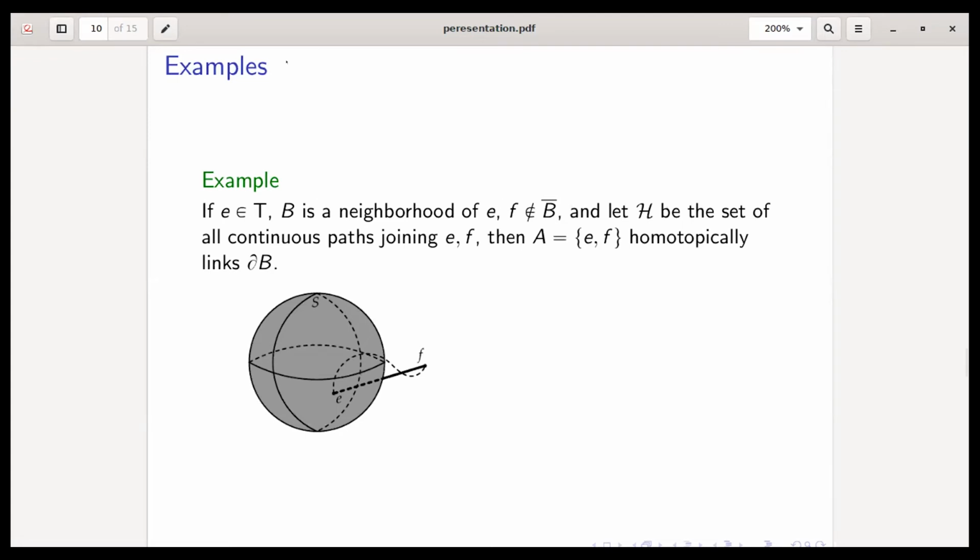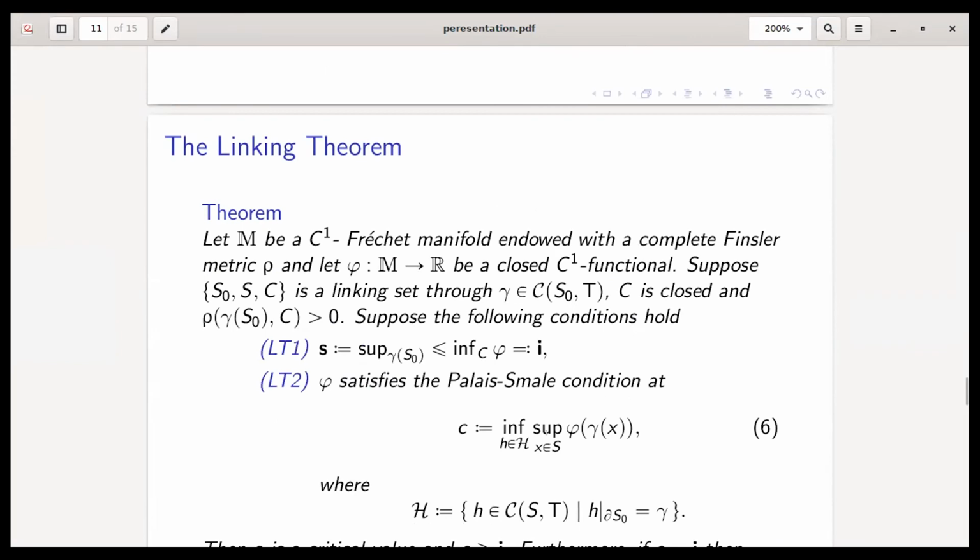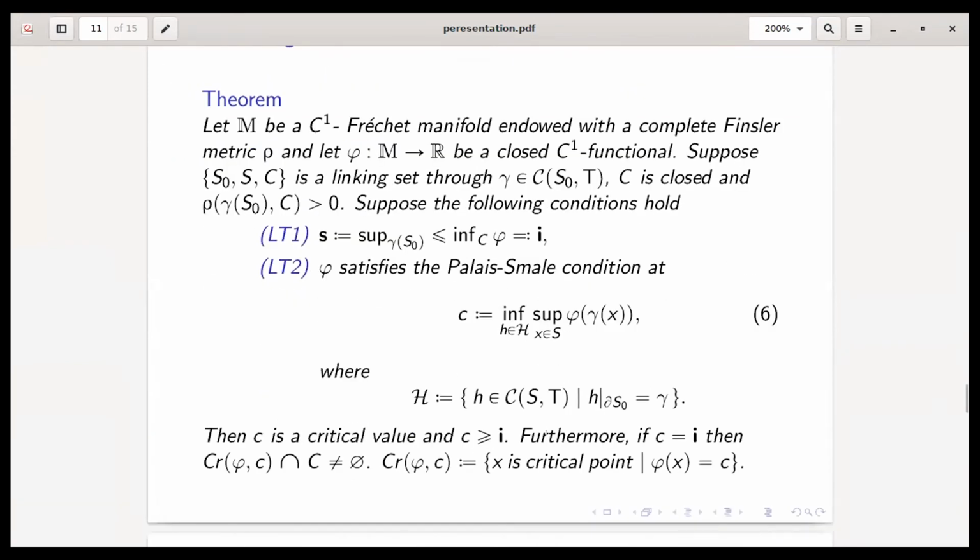I will now explain the main theorem. The main theorem is that if we have a Frechet manifold with a complete Finsler metric, and we have a closed functional, and suppose we have a linking set through some function, and these conditions hold, then this theorem guarantees a critical value which is determined by this minimax expression in equation 6.